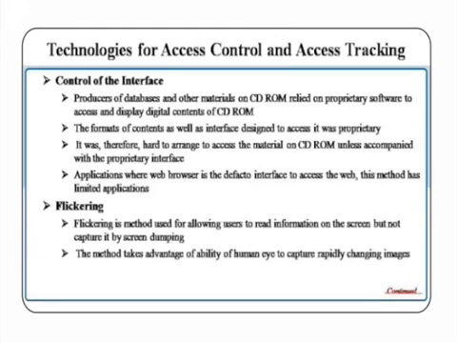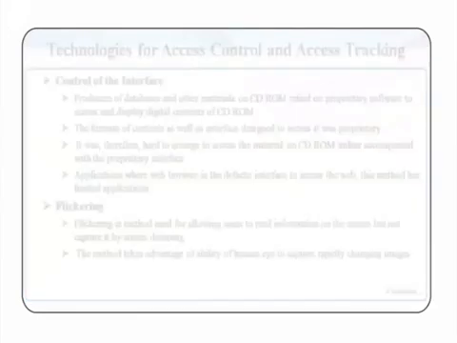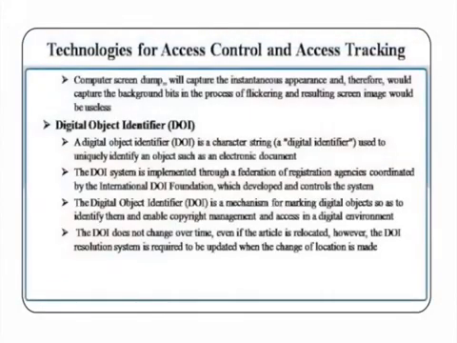Flickering is a method used for allowing users to read information on the screen but not capture it by screen dumping. This method takes advantage of the ability of the human eye to capture rapidly changing images. The computer screen dump will capture the instantaneous appearance and therefore would capture the background bits in the process of flickering, and the resulting screen image would be useless.